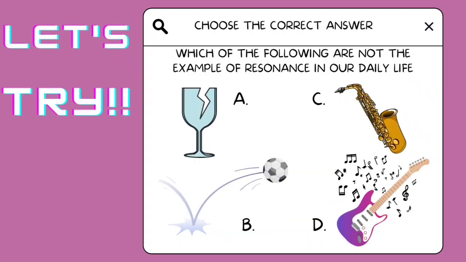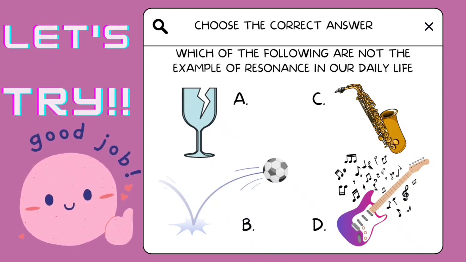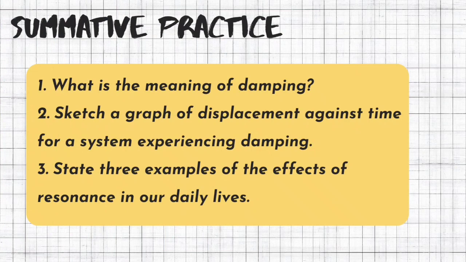So now, let's try the following question by choosing the correct answer. Which of the following is not an example of resonance in our daily life? So the answer is, yes, true. Awesome! Now, let's answer the summative practice together.